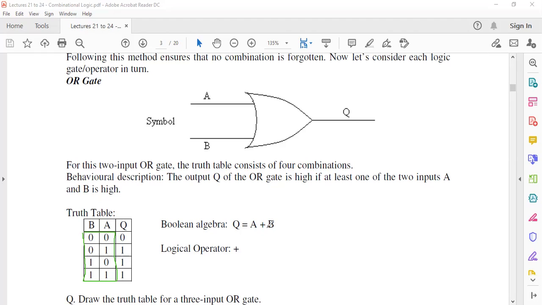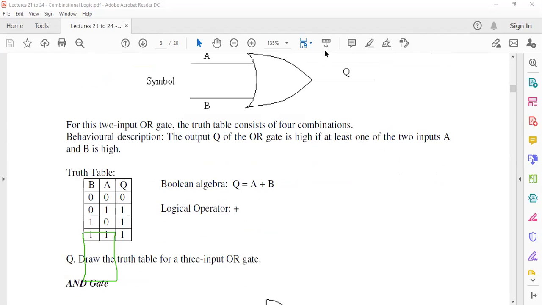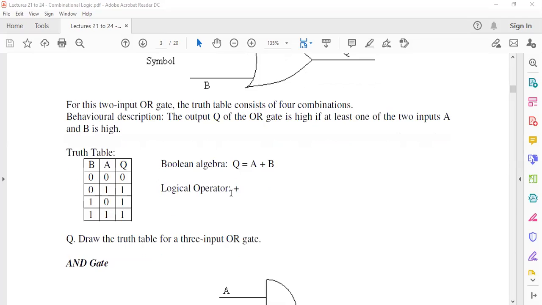That plus here is not what we typically do in arithmetic on decimal numbers. When we talk about Boolean algebra, this plus represents the OR function, and it can be likened to the plus operation. So in a way, it's a mnemonic for you if you want to remember the operation.